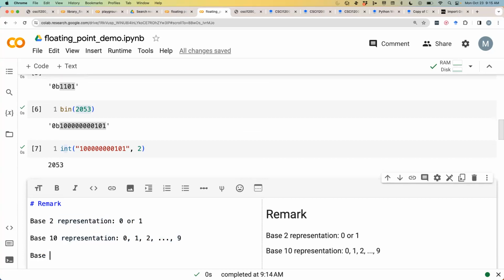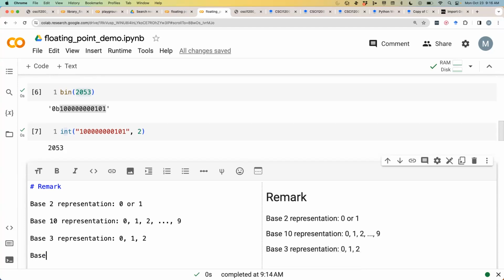We also have other bases. You can also have base 3 representation. Base 3 means it can take 3 digits starting from 0, so 0, 1, 2. Your string can take 0, 1, or 2, but not 3, 4, 5 and so on. Base 3 is less common. What is common in computer science is base 16 representation. It's called hexadecimal.